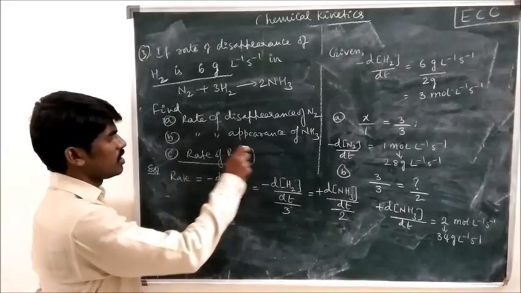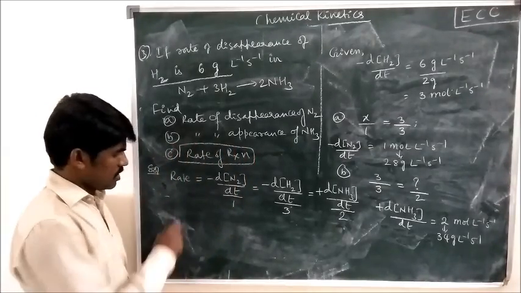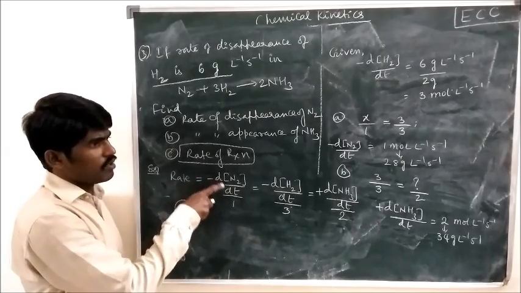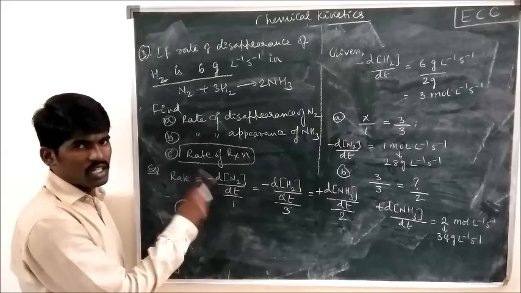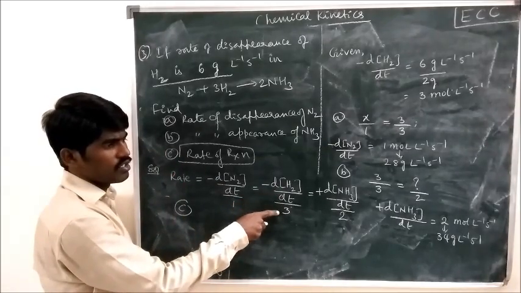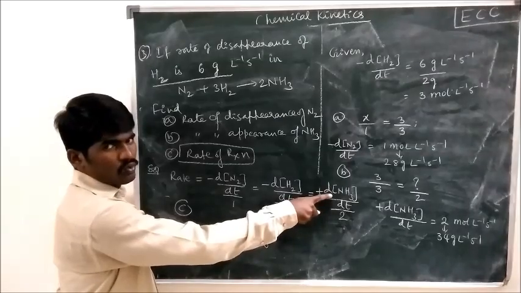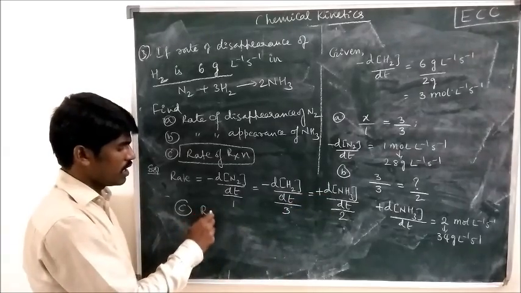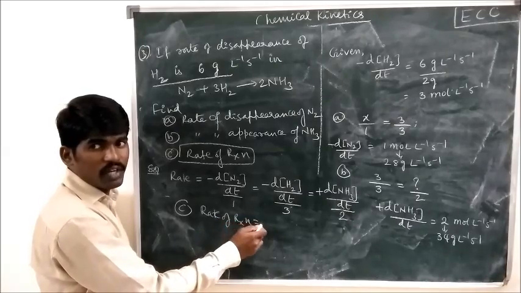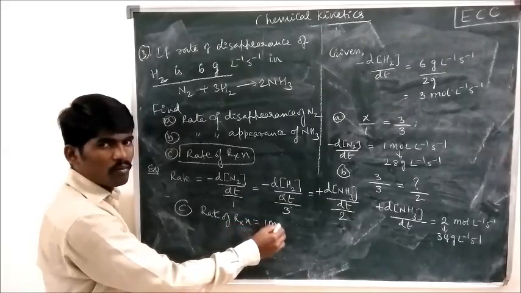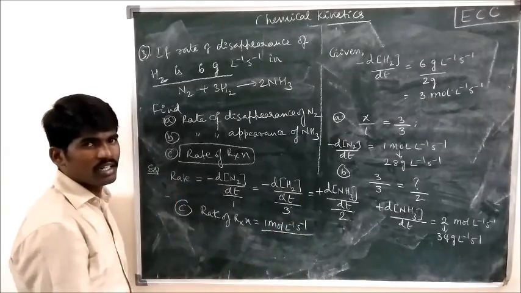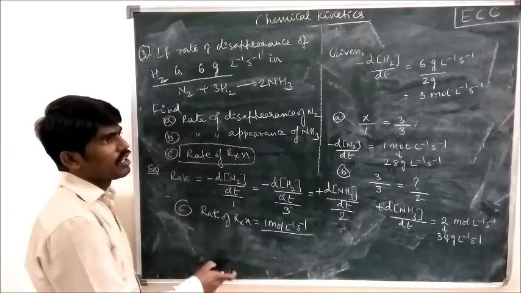Finally, what you have to calculate? Rate of reaction. So part C I am doing here. d[N2]/dt, how much did you get? 1 by 1, that is 1. d[H2]/dt value is how much? 3 by 3, that is also 1. Here what did you get? 2 by 2, 1. So rate of reaction is equal to, what is the value you got, children? Rate of reaction is equal to 1 mole liter inverse second inverse. Is that clear? So this is the way it can be asked.